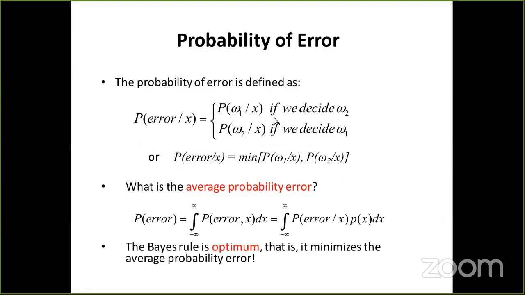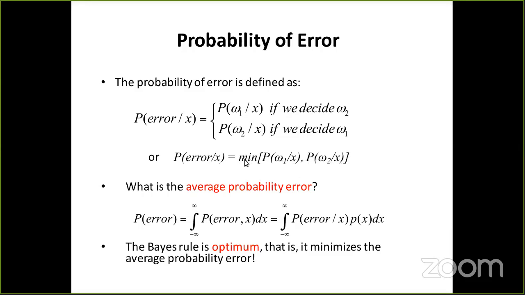Okay, so now again coming to the probability of error. Just like in the previous case, if we decide omega 2, then the probability of error is the probability of classifying it as the other class. And if we make a decision based on which probability is higher, then our P of error is the minimum of these two terms.